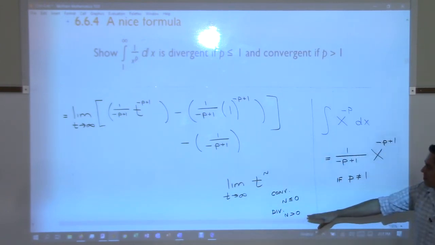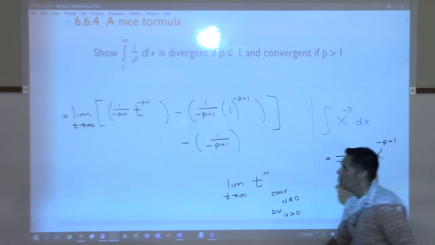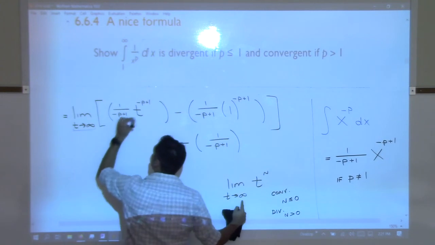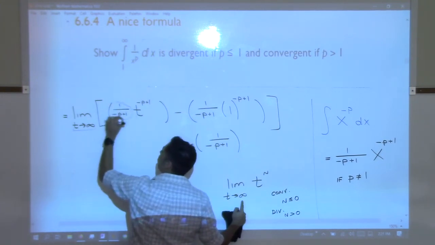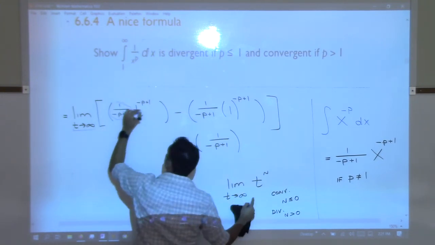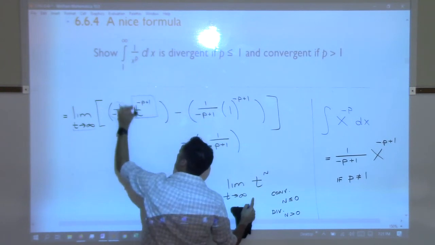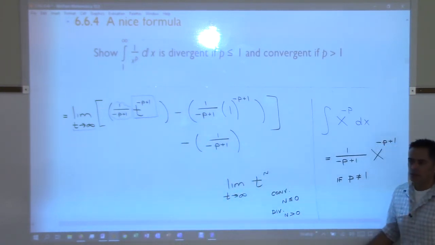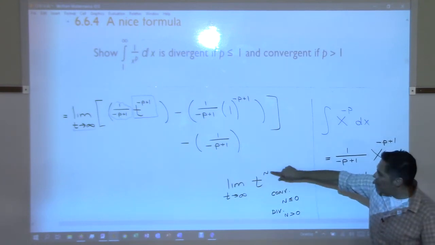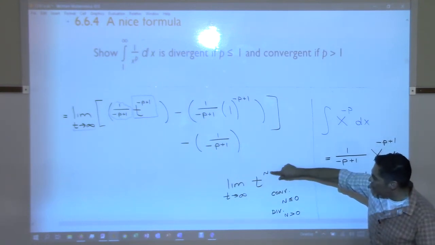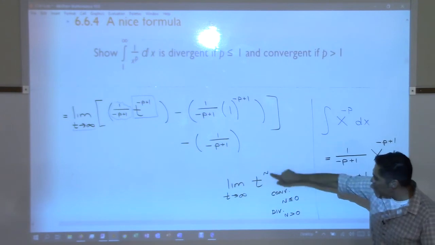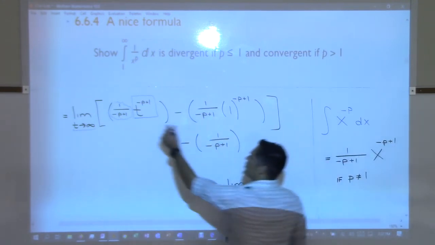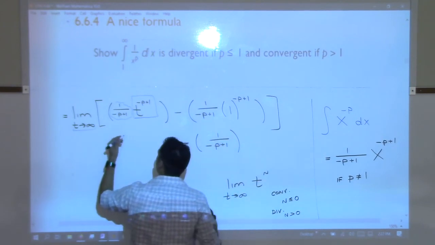Do you see that this is exactly what we have here? I'm taking the limit as t goes to infinity, and just ignore this and look at this piece. Isn't that like t to the n, but it's negative p plus 1. So if n is the power up there, then what do I need for convergence? I need the power up there to be less than or equal to 0.